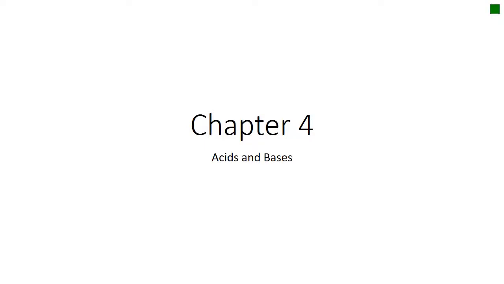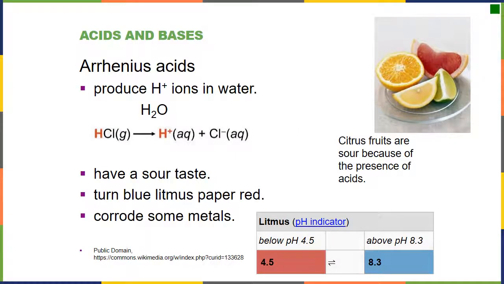All right, let's continue in types of reactions in chapter 4 and look at acids and bases. To do this, we need to start out with some definitions. We're going to look at Arrhenius acids. We're going to have two definitions of acids and bases here, but we're going to start out with the oldest, which is Arrhenius. An Arrhenius acid produces an H plus in water.